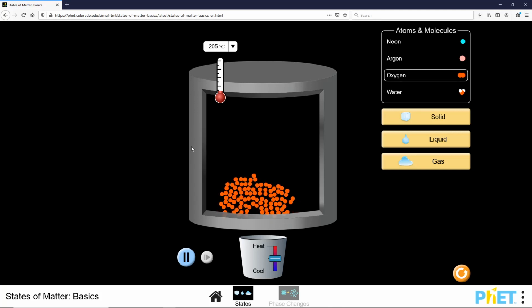I'm going to say that one more time just to make sure that you understand. Okay, so let's just go here. We've got solid oxygen. Its heat is based on the total amount of kinetic energy that these particles have. See, they're all moving. The temperature is the average kinetic energy of those particles.